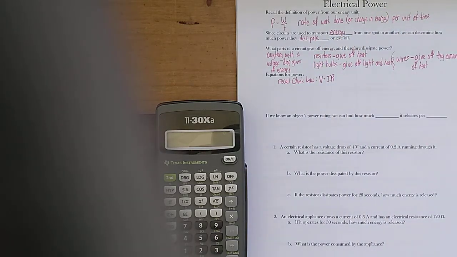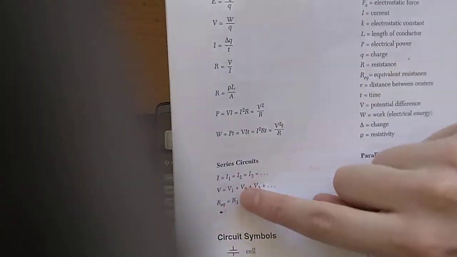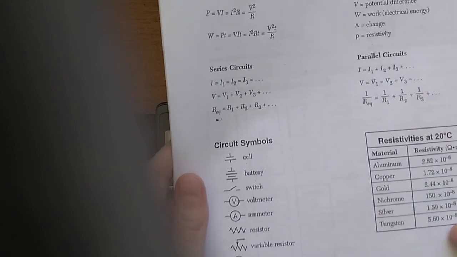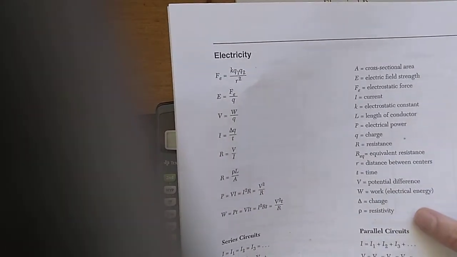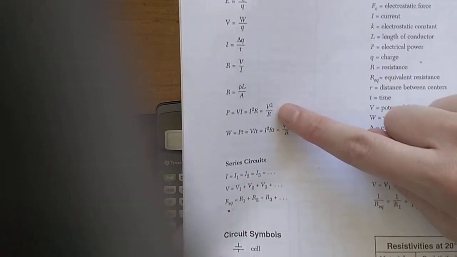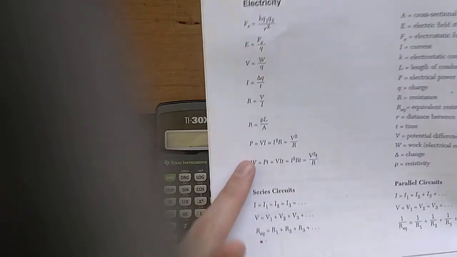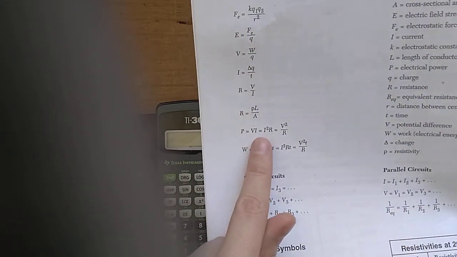Now, if we go in our reference tables to page 4, the electricity section, we're going to look at our last two equations today. We've done everything else on here. We've looked at series circuits, we've looked at parallel circuits, we've looked at all the circuit symbols, we know the resistivity table, we know every single one of these variables. Our last two equations are right here. And the first one we're going to look at is the second to last one. Okay? P, standing for power, electrical power, is equal to V times I.